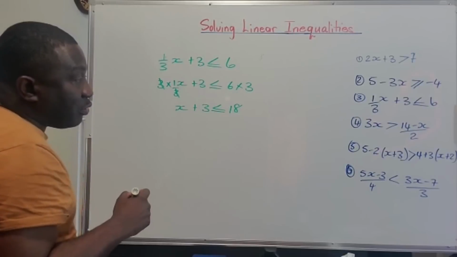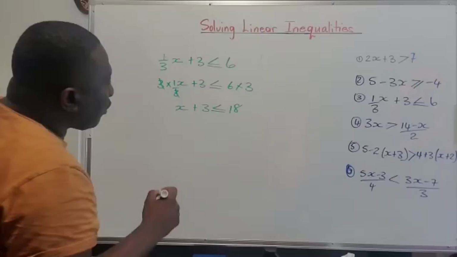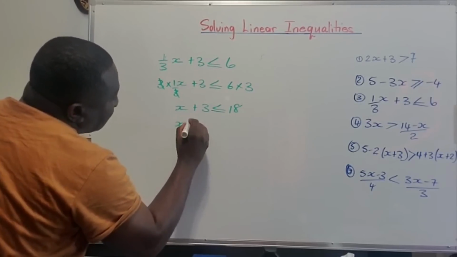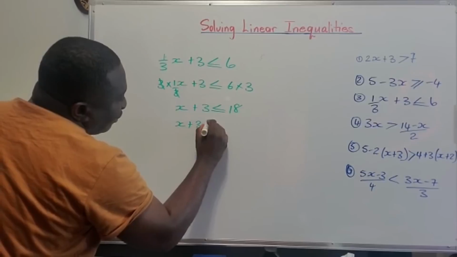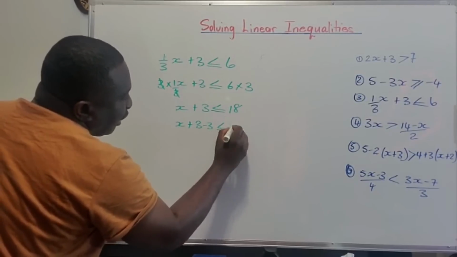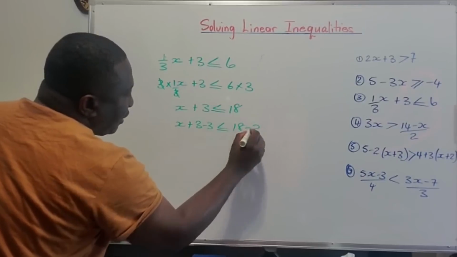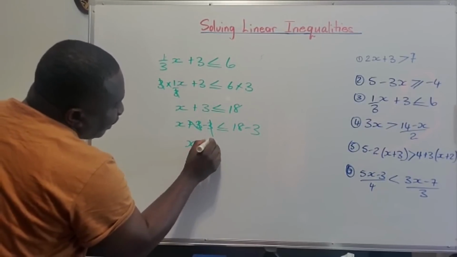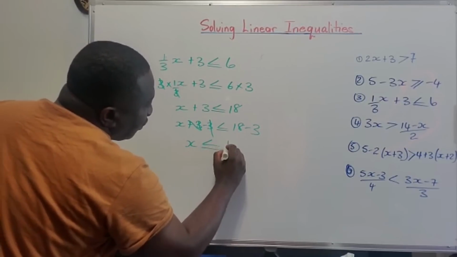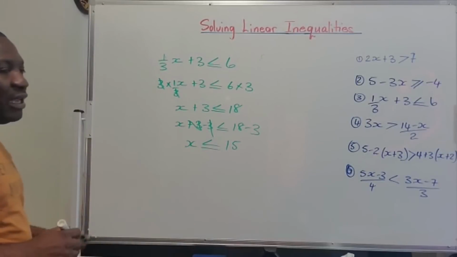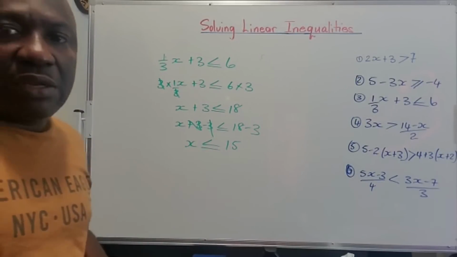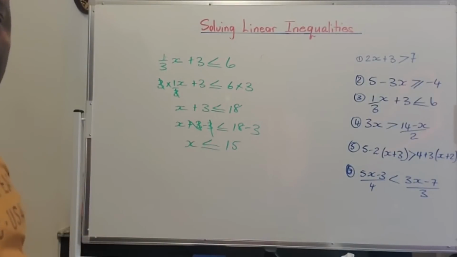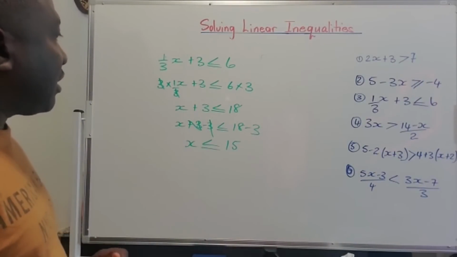So what I will do in this case is subtract 3 from both sides: x plus 3 minus 3 less than or equal to 18 minus 3. This will cancel here. X is less than or equal to 15 in that example. So again, you can always pause the video and work at your own pace.